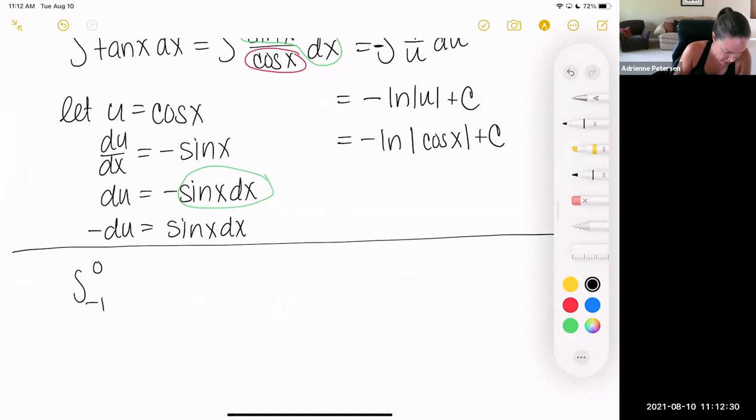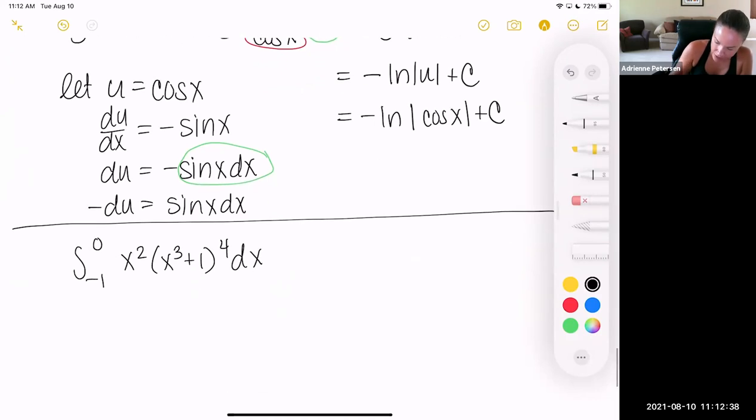So let's say we were doing the integral from -1 to 0 of x squared times x cubed plus 1 to the 4th dx. Now, the first thing we notice is what's inside here should be u. So our clue is to do u substitution. Now, the catch here, and again, this doesn't apply to our class. So if this is your last math class ever, you can zone out from my last example, but I want to show you how this u substitution works.